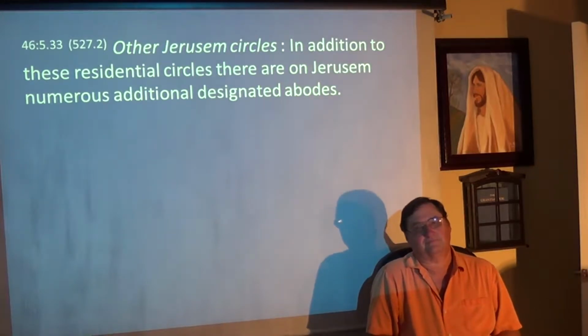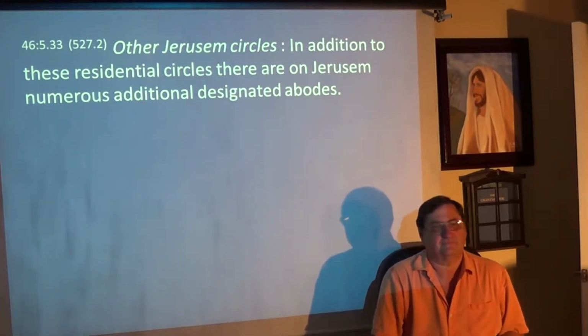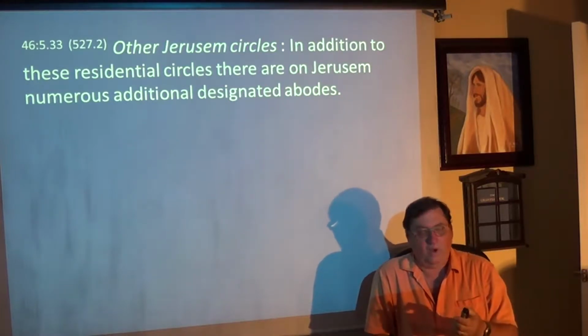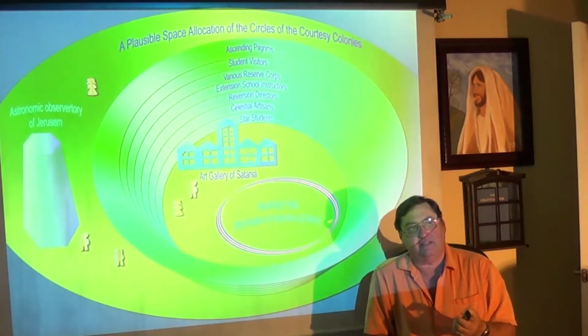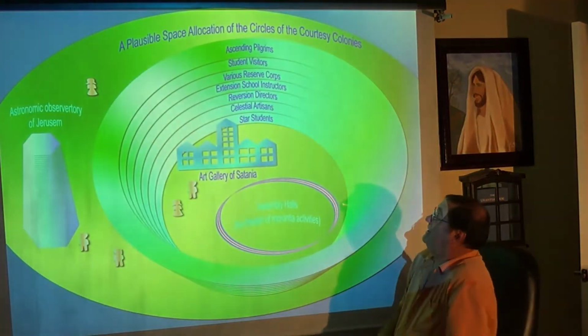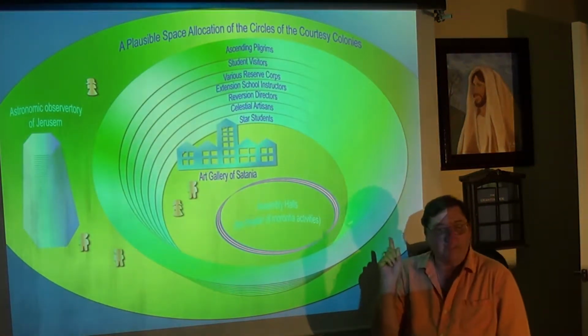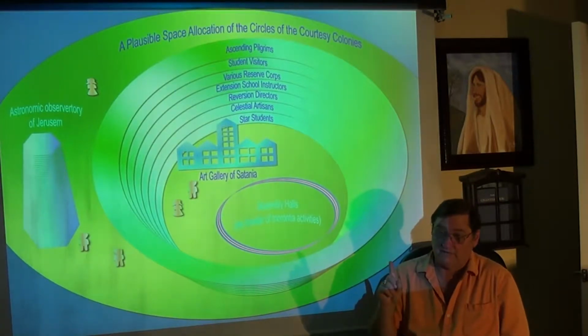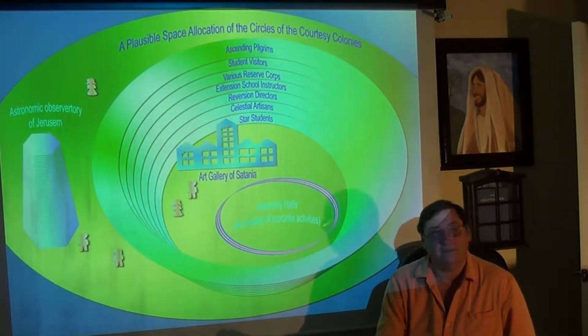Okay, other Jerusalem circles. In addition to these residential circles, there are on Jerusalem numerous additional designated abodes. Okay, and why would there be undesignated abodes other than these? Because there's a lot of beings they don't tell us about, right? And I'm sure many of those are on there too.